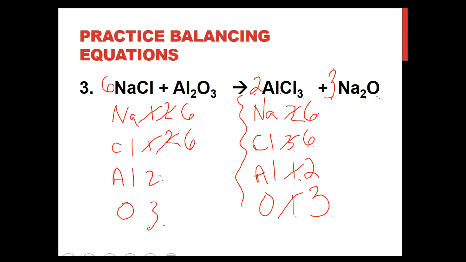Okay, so in Canvas, again, you would enter a 6 for this one, you would enter a 1 for that guy, a 2 for this one, and a 3 for this one. All right, I'm going to stop here, and I'm going to address polyatomics and combustions in the next video. So make sure you watch that before you do the Canvas assignment.